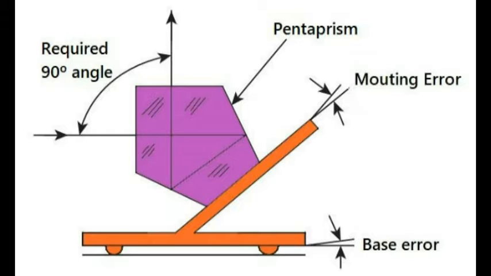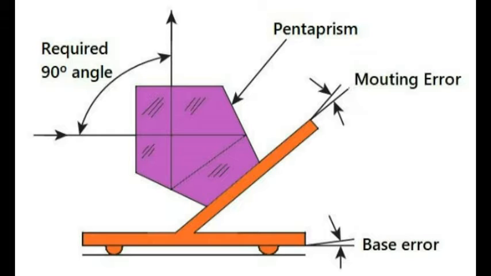It consists of a pentagonal prism which produces a 90-degree deviation to an accuracy of 1 second of arc. That means 0.005 mm per meter. Sometimes it is not possible to align an autocollimator to obtain a reflection from the surface to be tested. In such cases, the optical square is often used.